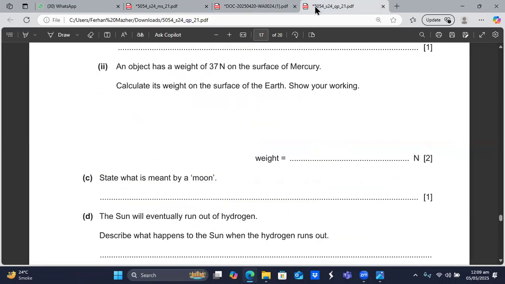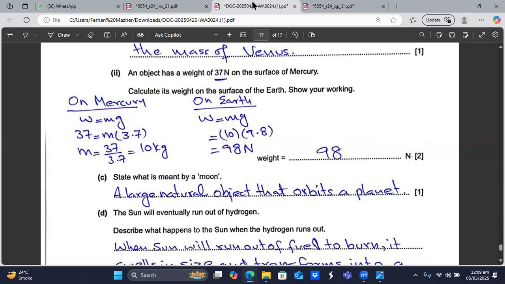He says, state what is meant by a moon. Moon is basically a natural satellite which is orbiting a planet. So a large natural object that orbits a planet.